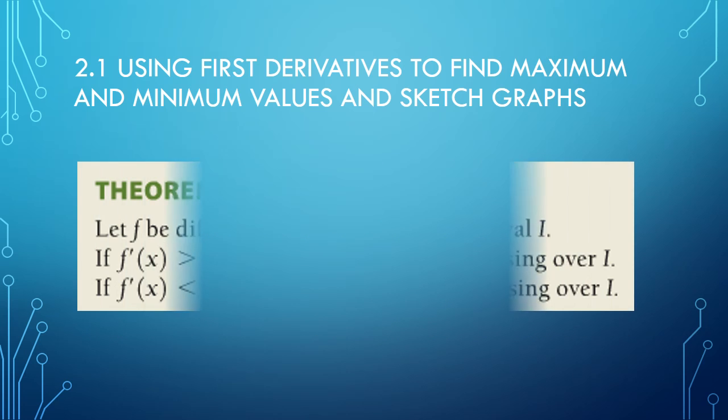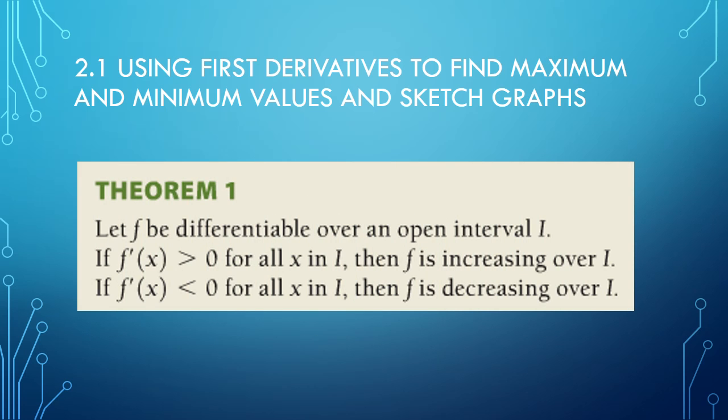So Theorem 1 tells us if f is differentiable, in other words, you can take a derivative at any point over an open interval I, if the first derivative of that function is positive, then the function is increasing over that interval. If, however, the first derivative for that function for all x values in the interval is negative, then it is decreasing over that interval.